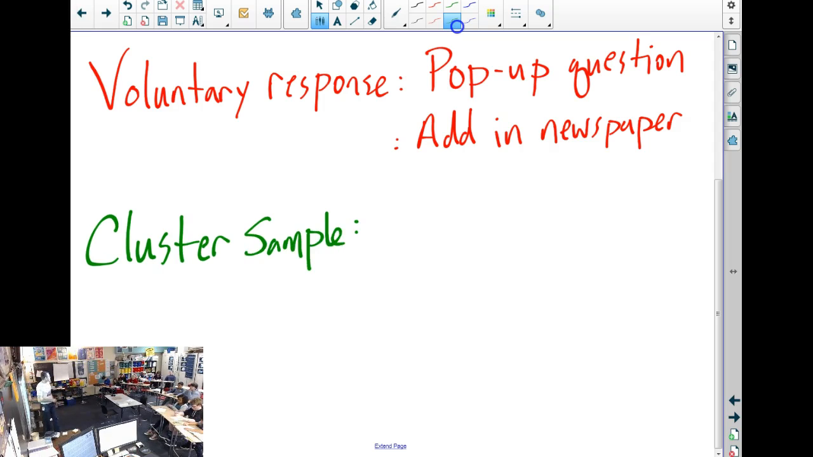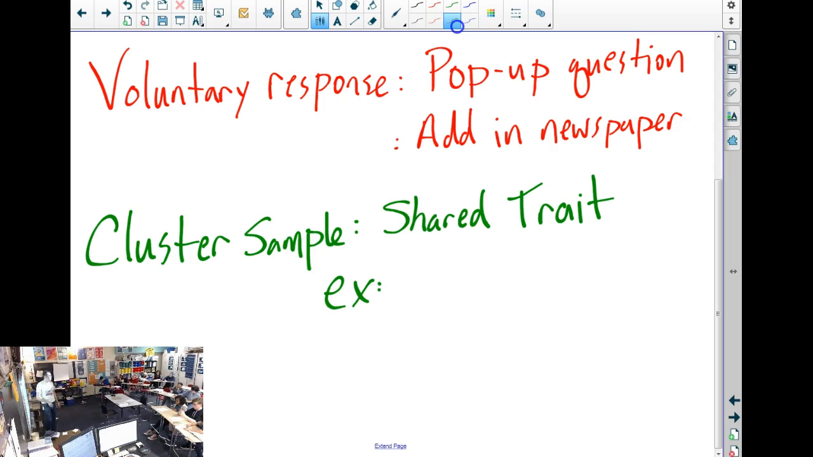Well, that sounds good. 2-word definition for cluster sample. Shared trait. I should see pencils moving. A cluster sample is when you grab a sample based off a shared trait. So here, you just came from this shared trait.